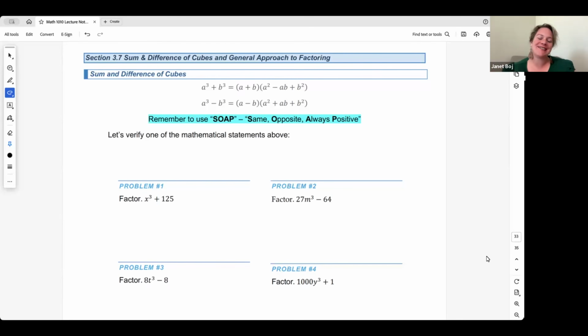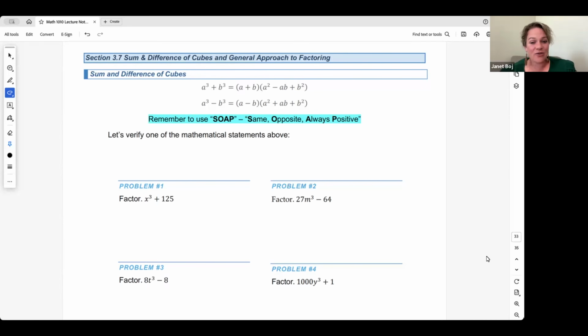Hi, today we'll be discussing section 3.7, the sum and difference of cubes, and a general approach to factoring. In this video, we'll be talking about the sum and difference of cubes formulas. We'll also go over problems number 1 through 8.